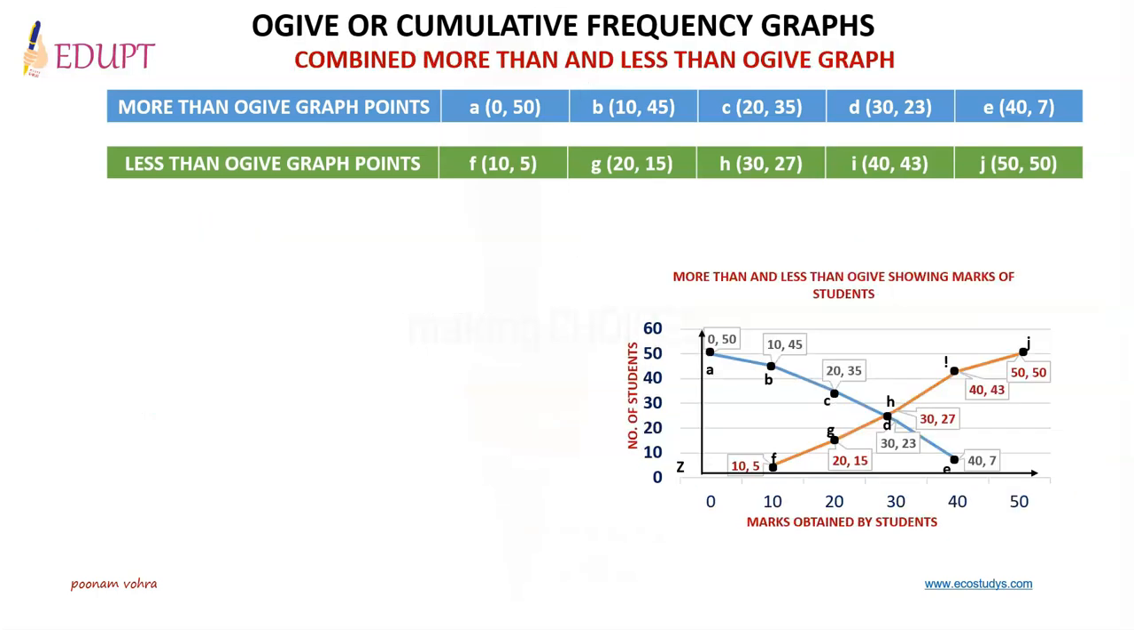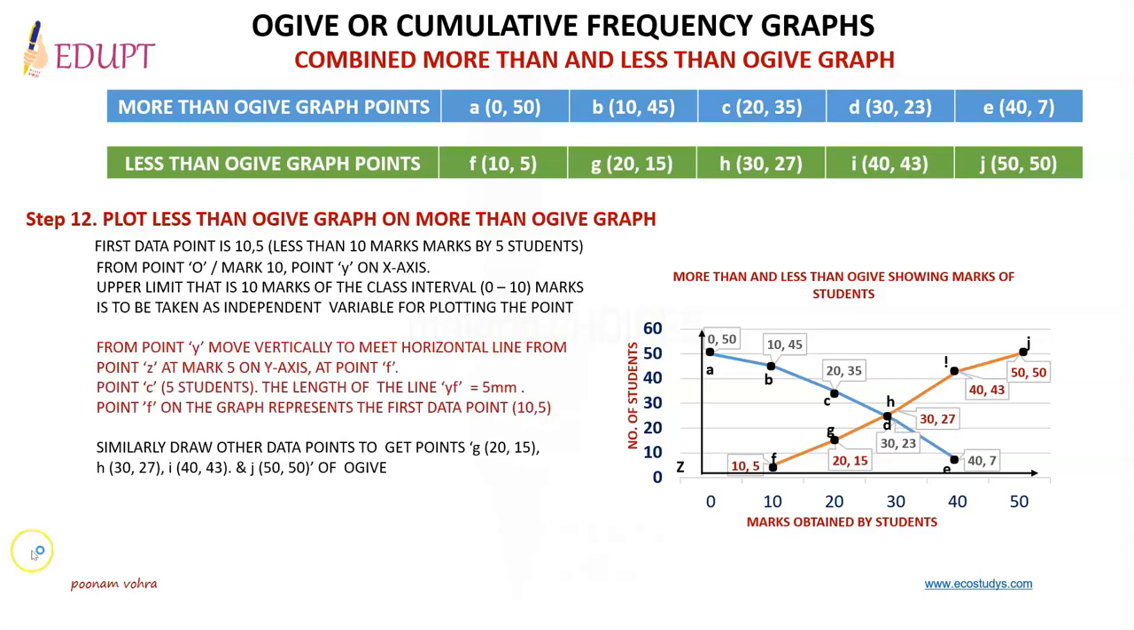And finally, one can combine both, and one can plot more than Ogive by the points as given. One can plot less than Ogive as per the points given, and one finds that more than Ogive being downward sloping and less than Ogive being upward sloping both intersect at a point which is point H on less than Ogive or point D on more than Ogive.